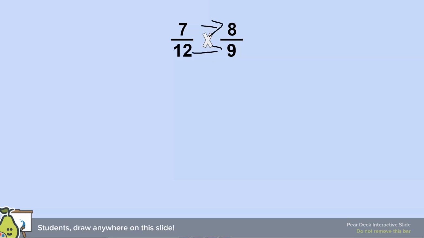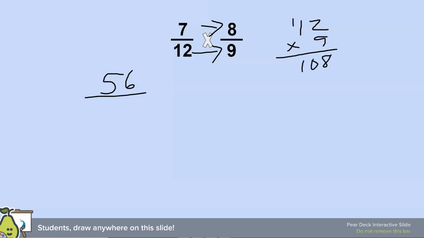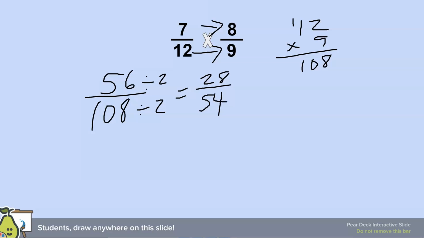Okay, so these are just multiplying fractions. So I'm going to do top times the top and bottom times the bottom. So 7 times 8 is 56. And 12 times 9 is 108. Unfortunately, those are both even numbers, but I'm going to sit here and I'm going to say, okay, let's divide them by 2. So if you do your division on the side, 56 divided by 2 would get me 28. And 108 divided by 2 would get me 54.